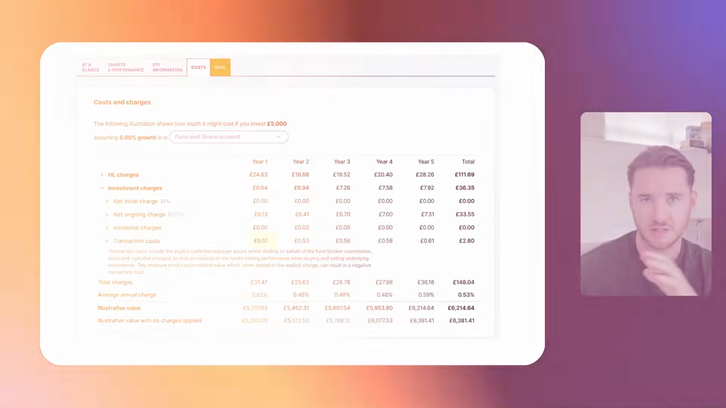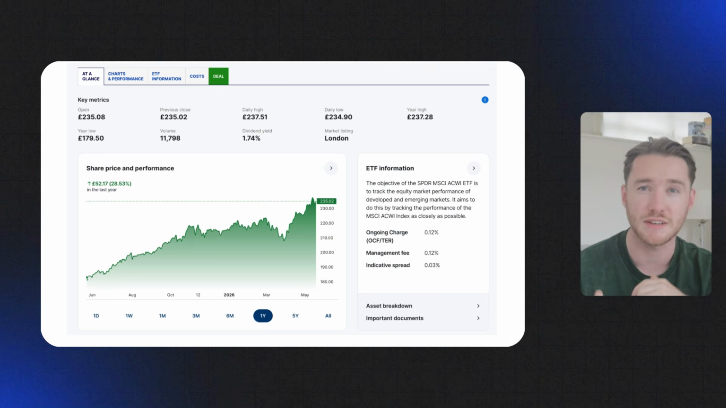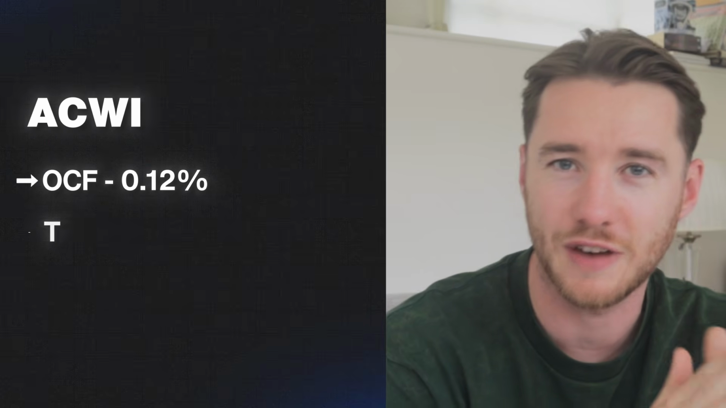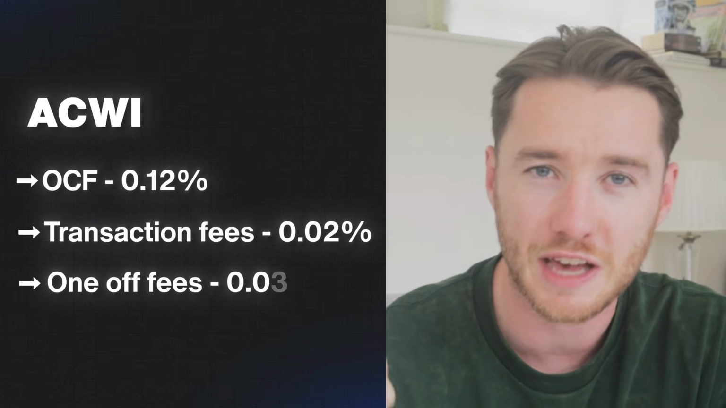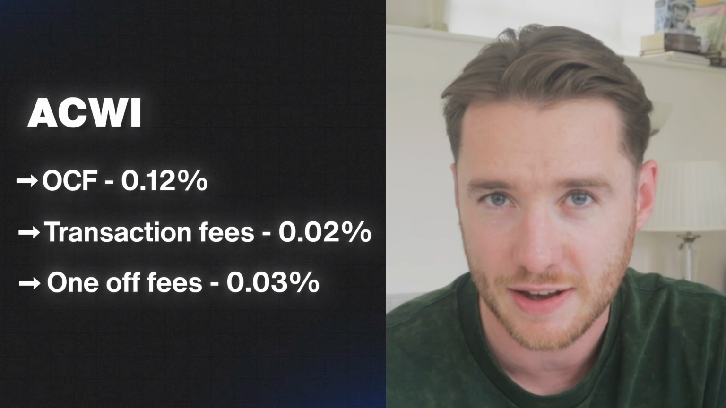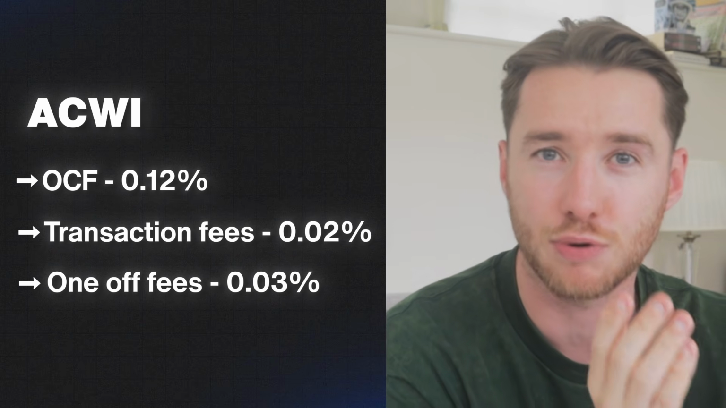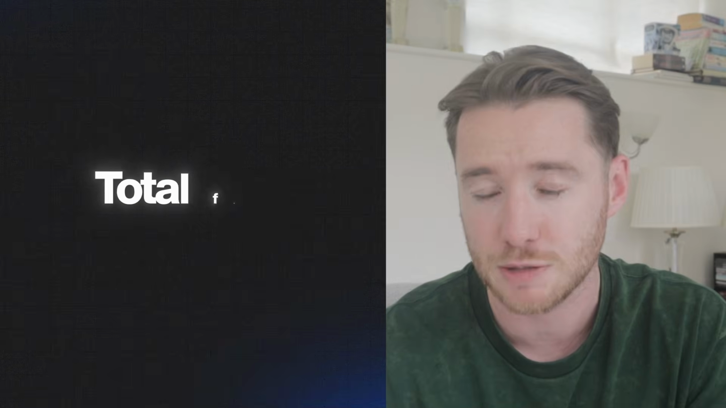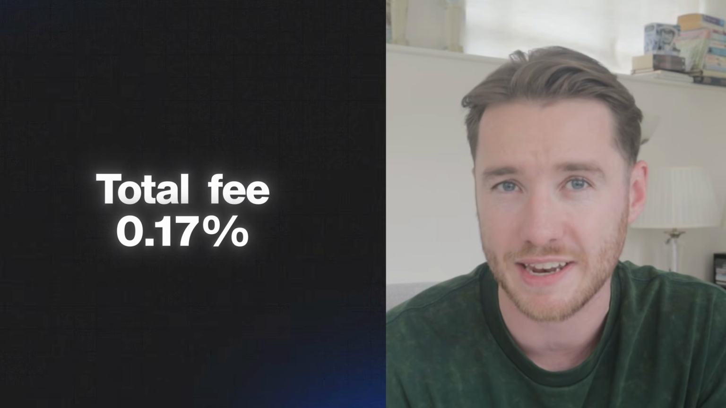That's the transaction costs. HL also shows the indicative spread for ETFs, those one-off costs, and State Street's ACWI is 0.03%. This means the total rough cost of ACWI, which is the lowest fee accumulation global ETF for UK investors right now, using HL as a proxy for the transaction cost and adding in the ongoing charge figure and the spread, is 0.17% in total.